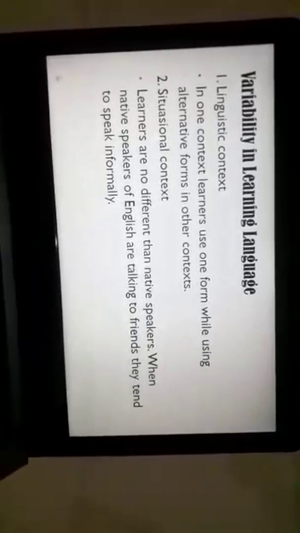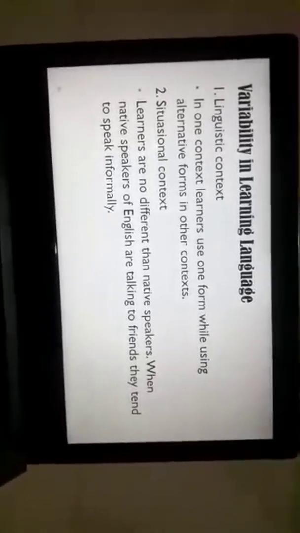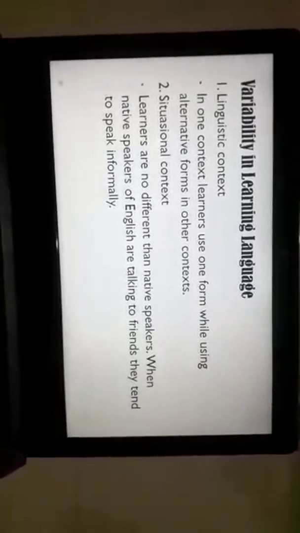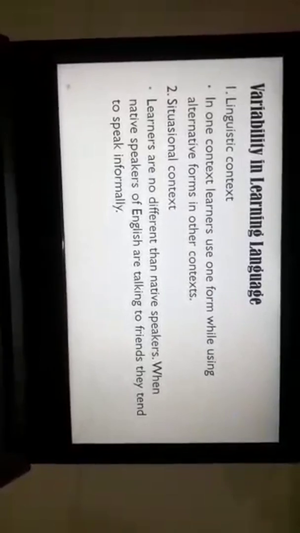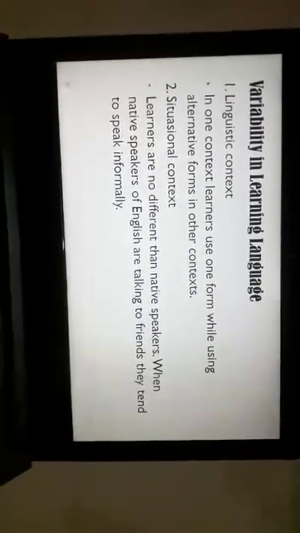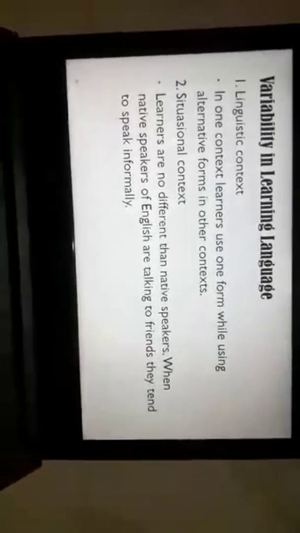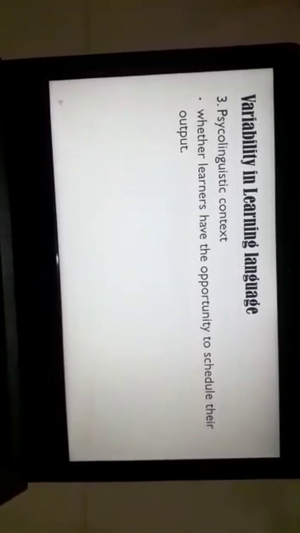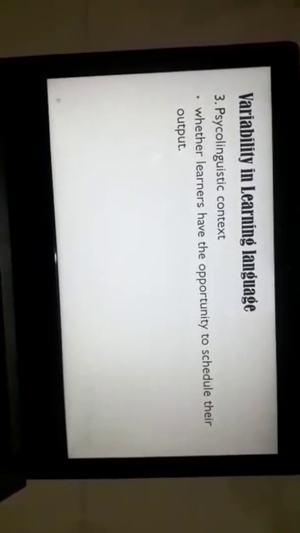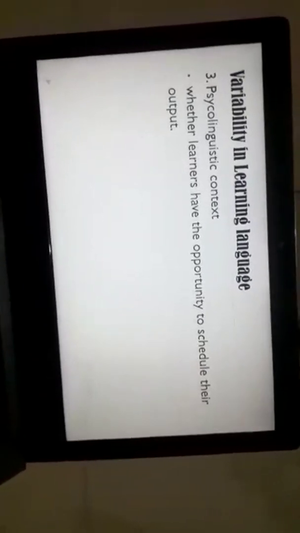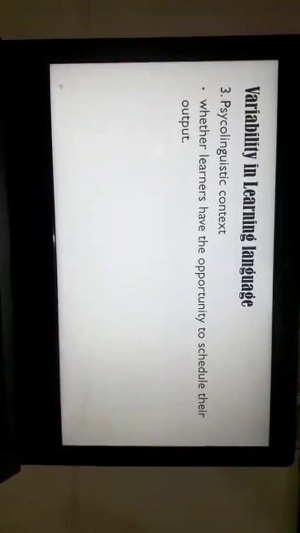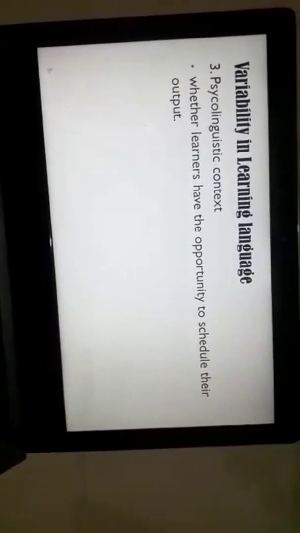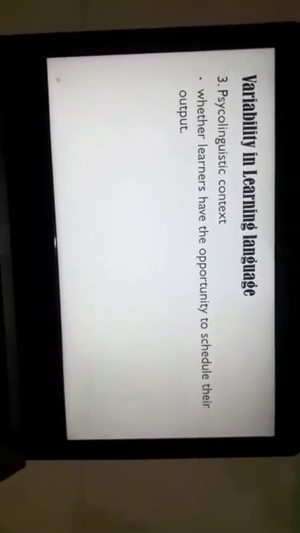And the second is situational context. Learners are no different from native speakers. When native speakers of English are talking to friends, they tend to speak informally using colloquial expressions. And the last is psycholinguistic context, whether learners have the opportunity to plan their output. A learner is more likely to use target language forms when he has time to plan.